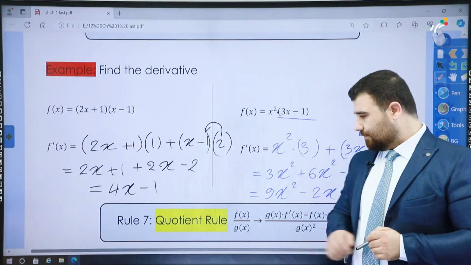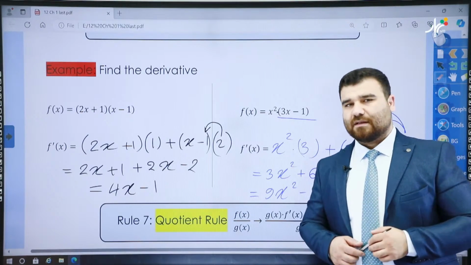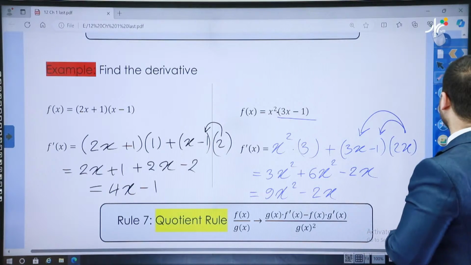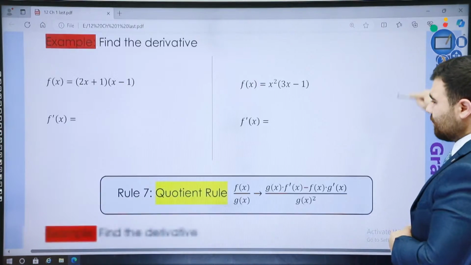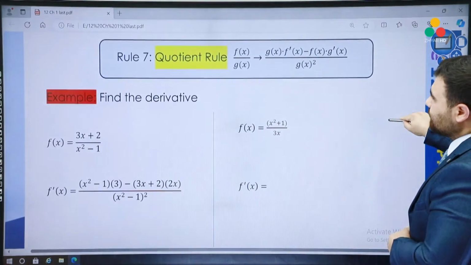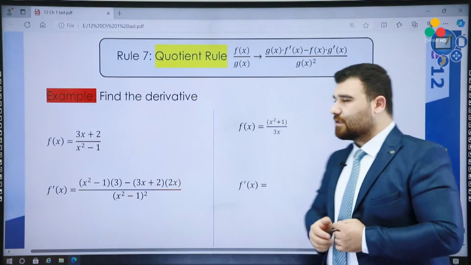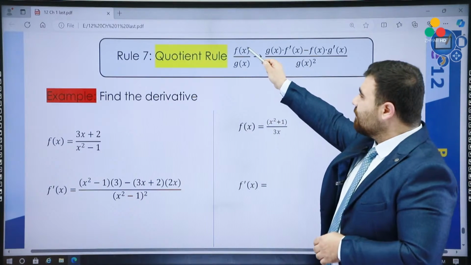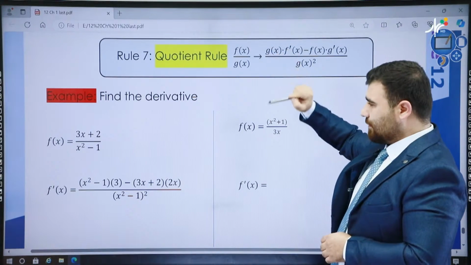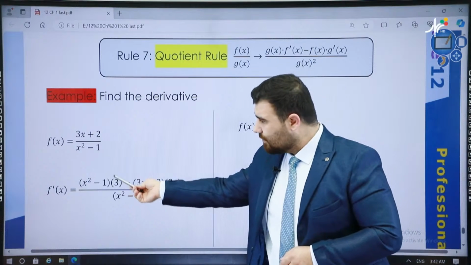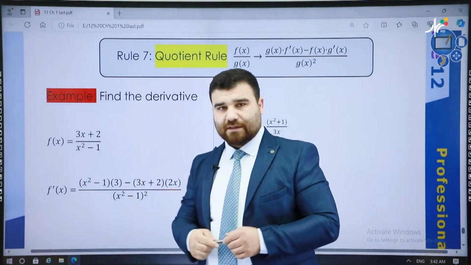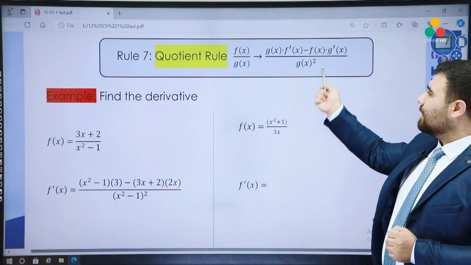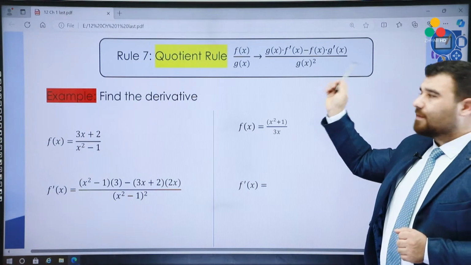After the product rule, there is the quotient rule, fraction rule, division rule. It has so many names. Quotient rule, which is more known as division rule or fraction rule, is also one of the very important rules. Here, if you have a function divided by another function, what we do is: denominator power 2. This is the key.